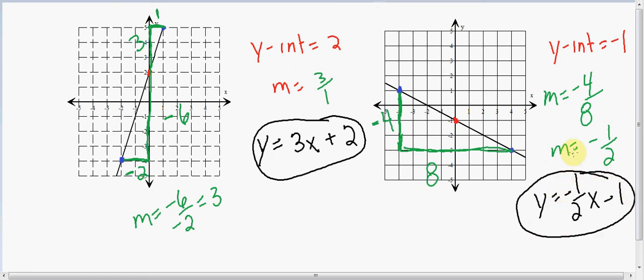Okay, so you need 2 pieces of information to write the equation of the line. Whether you're given a graph like we were right here, or you're given other information, you always need a slope and you need a y-intercept. If you have those 2 pieces of information, then you are in good shape and you can write the equation of your line.